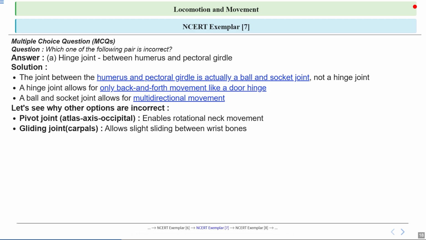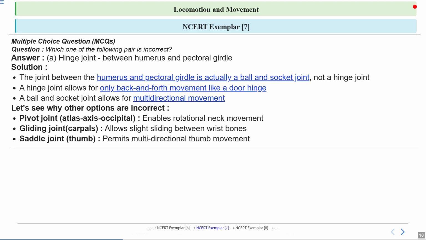Talking about gliding joint, like the one between the carpals, or we can say wrist bones, it allows the bones to slide slightly over each other, providing flexibility and a smooth range of motion in the wrist, which is very important for everyday movements like writing, or we can say typing.